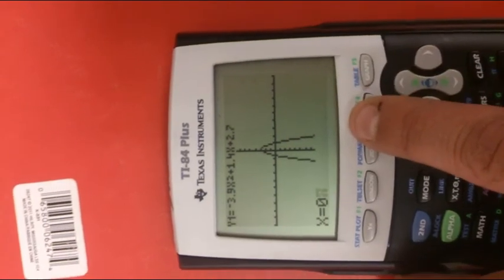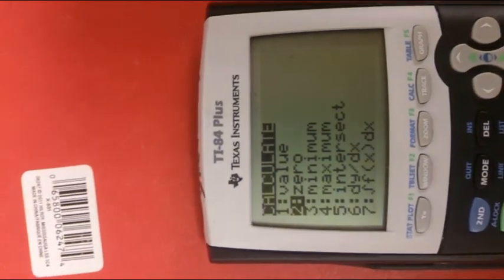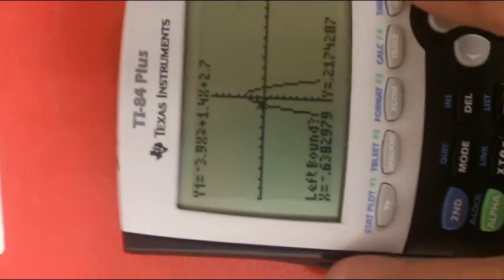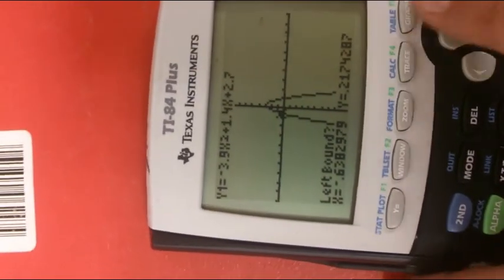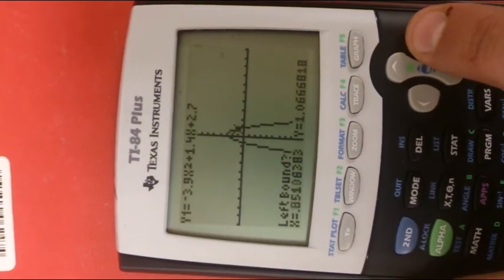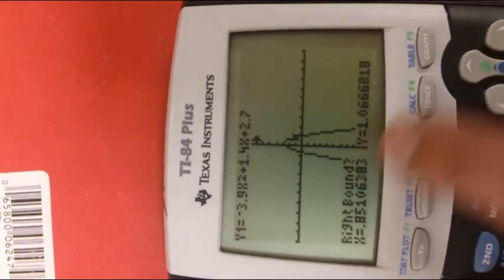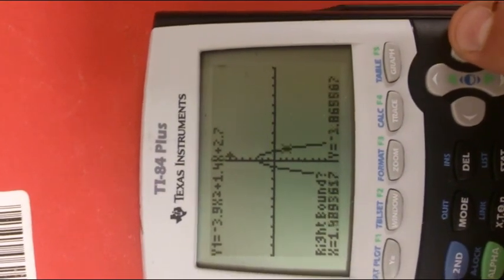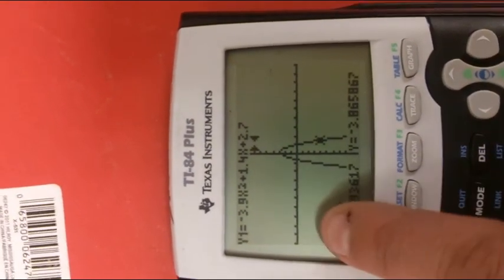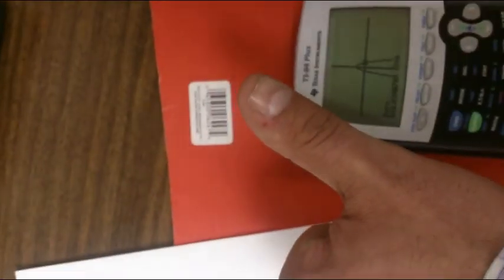Now next, we want to do the same thing. Second function, trace. We want to find the zero, so let's go down to zero. And now same question as before, right? So it's the left bound. So this time the left bound, using the right and left arrow keys, we want to go to the left side of the other zero, which is right about there. We're going to hit enter. And now it says what's the right bound, so let's go to the right side. There we go, and hit enter. It's going to take a guess. Yeah, try your best calculator, please. It's just as good as us. And there's our 1.03. Yes, success.